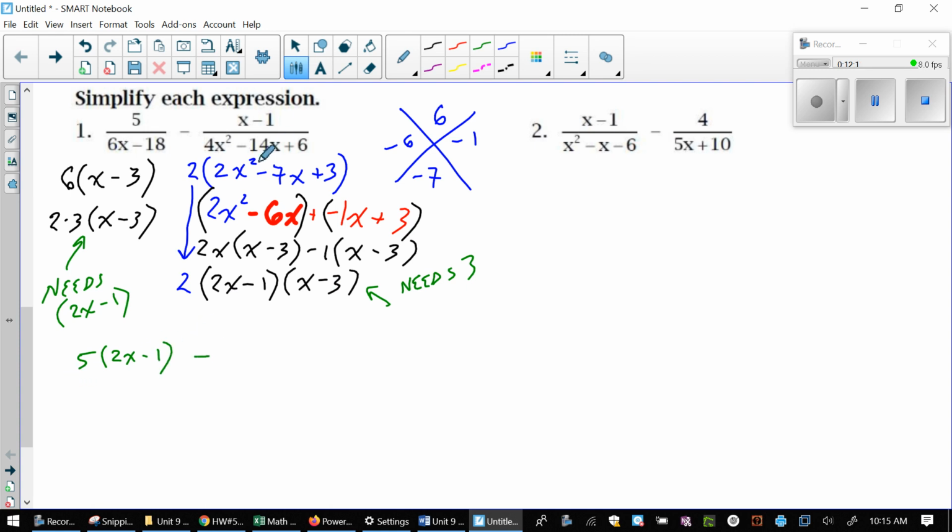Go to my next one. It started with x minus 1. It needs a 3, so it's going to multiply times 3. And then in my denominator, we multiplied. We had this whole denominator now, so it's 2 times 3, which is the 6 that we originally had there. If you want to put 2 times 3, you can. And then we have both of those binomial factors, 2x minus 1 and x minus 3.